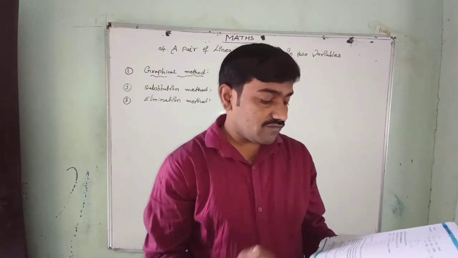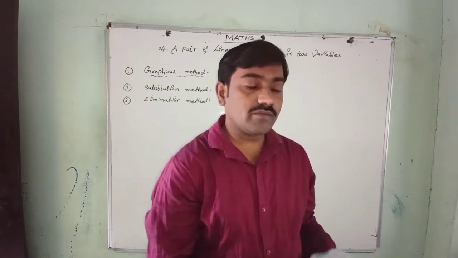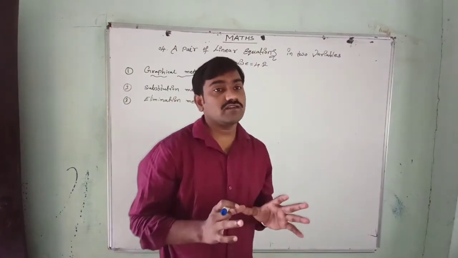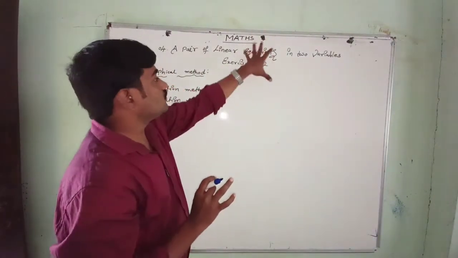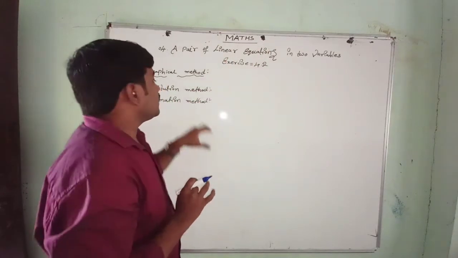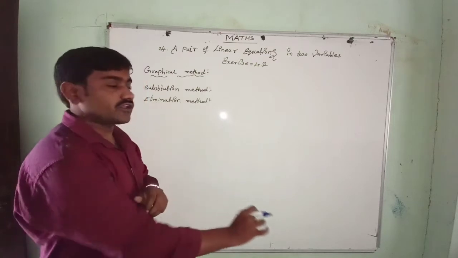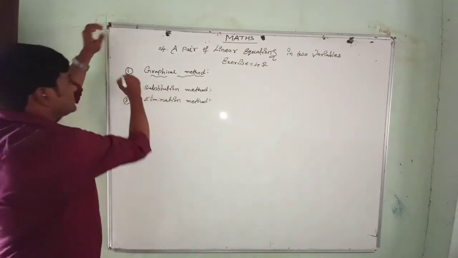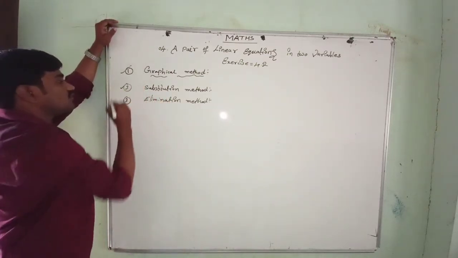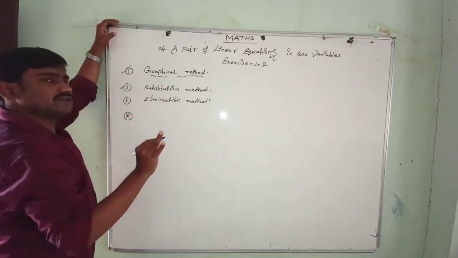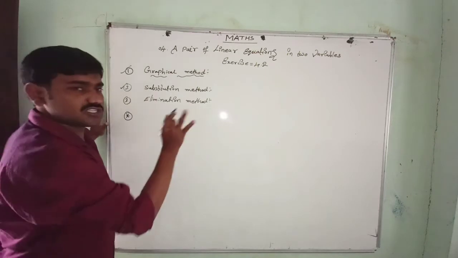In the first exercise, we have already learned how to represent a pair of linear equations in two variables by the graphical method. Let us know the substitution method and elimination method today. I will give an introduction. We have completed that. Next, we will go for the second one, the substitution method. Let me take an example. It is a very simple method, but we need to understand what the concept actually is.